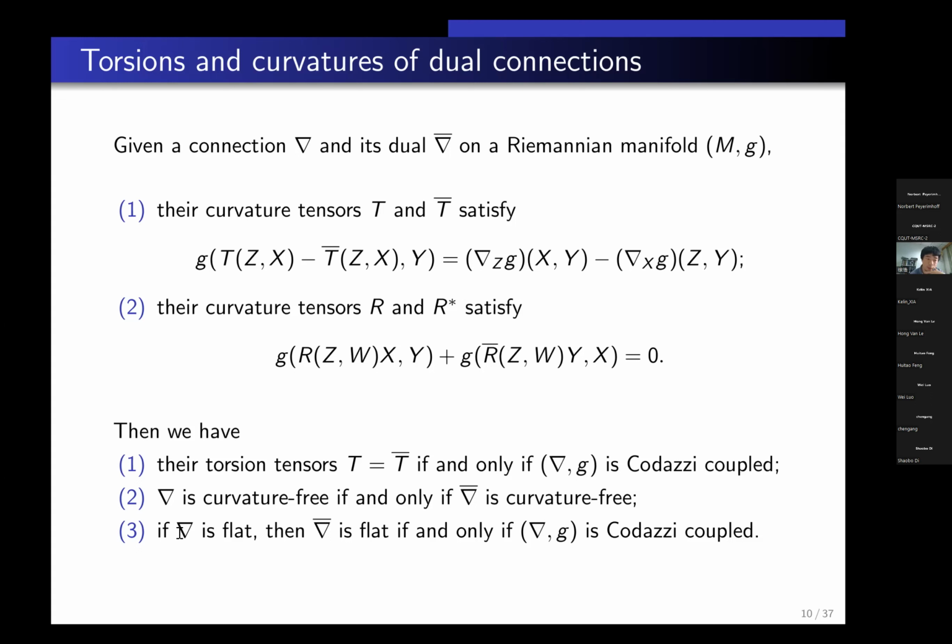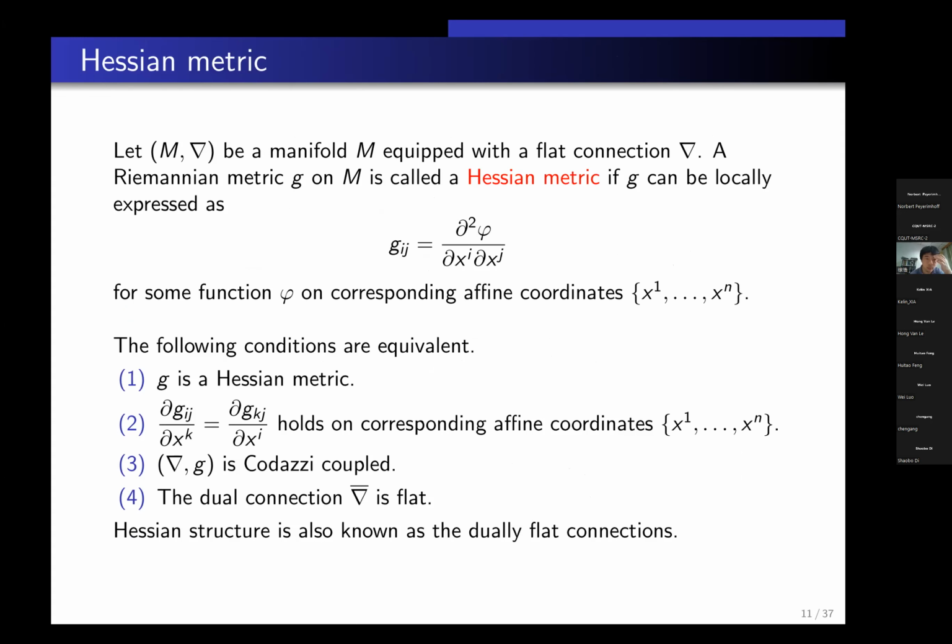If this affine connection is both curvature and torsion free, then the dual connection may not be flat, and it's flat if and only if it's Codazzi coupled, right? Also, you can see that nabla G is Codazzi coupled if and only if nabla bar G is Codazzi coupled. This should not be difficult to see. I think the Hessian manifold is kind of important because it's also related to the affine structure.